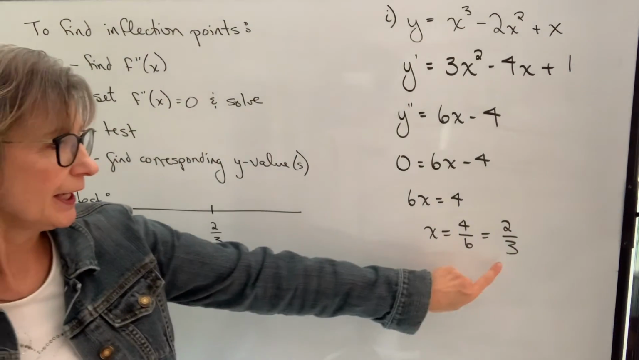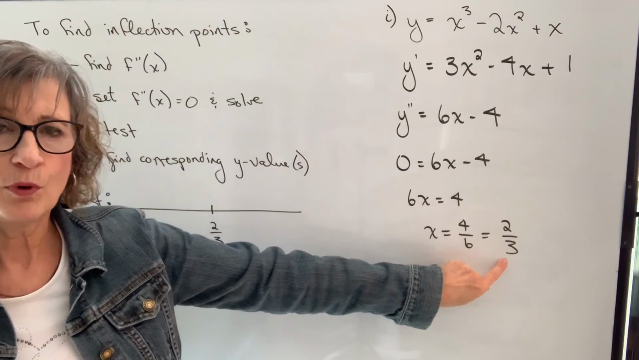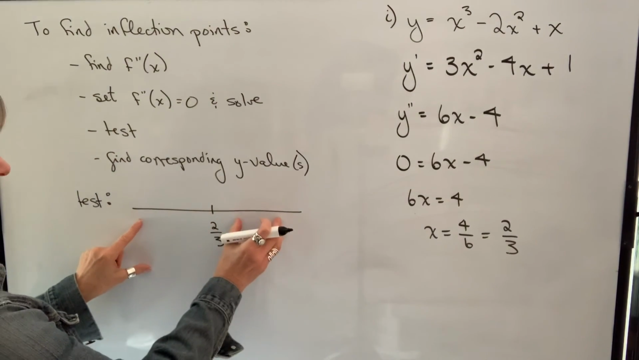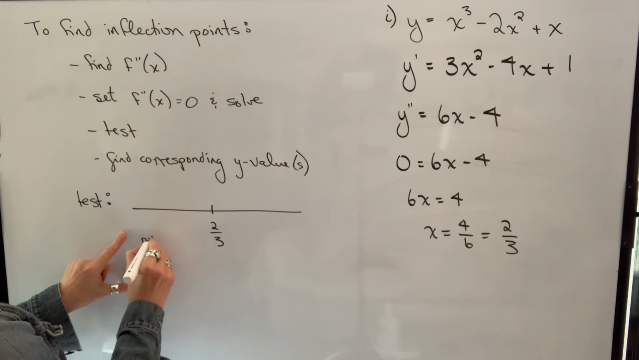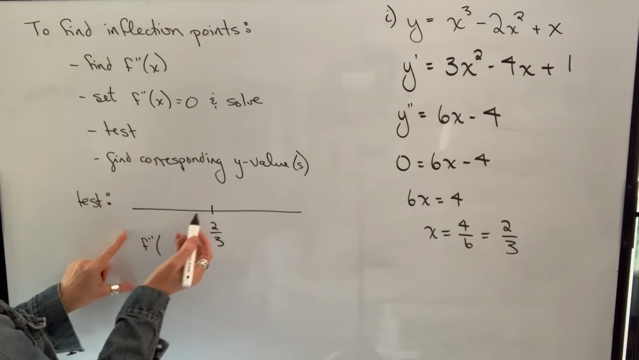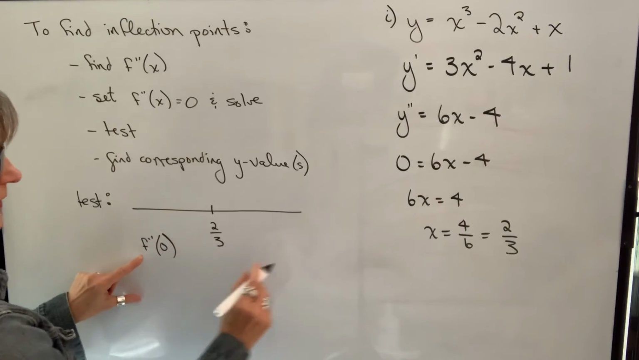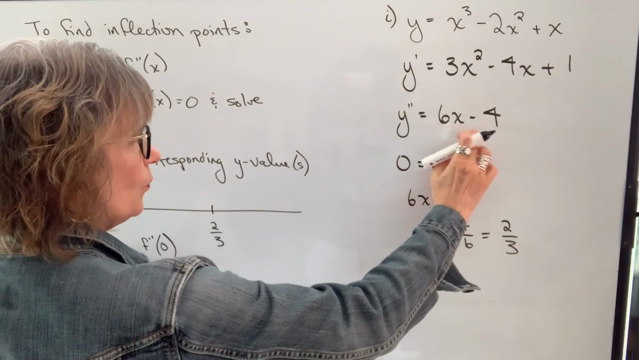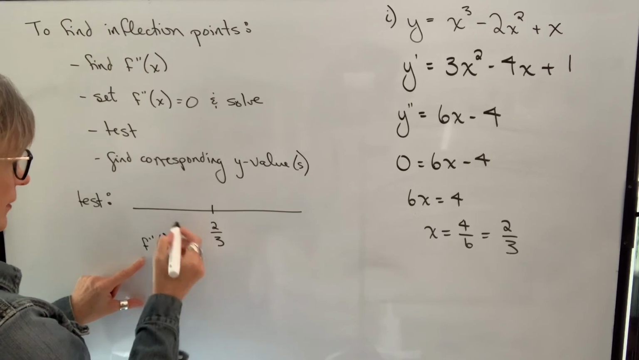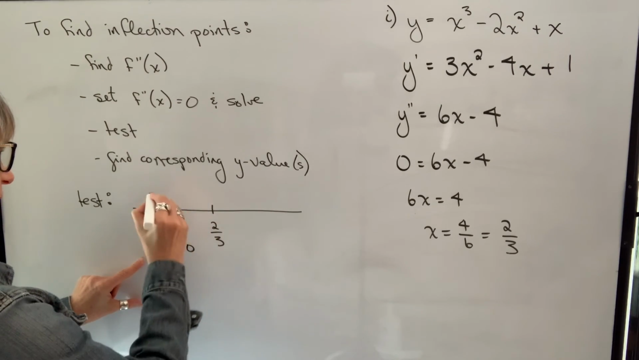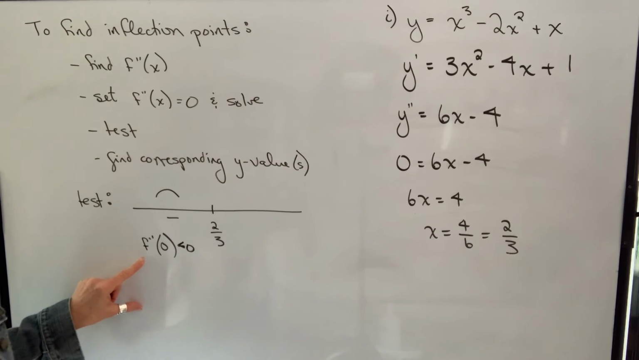So since we only have one point, we just have these 2 intervals that we need to check. So we're going to check the second derivative to the left of that point. I'll pick the easiest value, which is 0. The second derivative when x is 0 is -4. So that's less than 0. It's negative. Remember, negative people? It frowns. It's concave down.